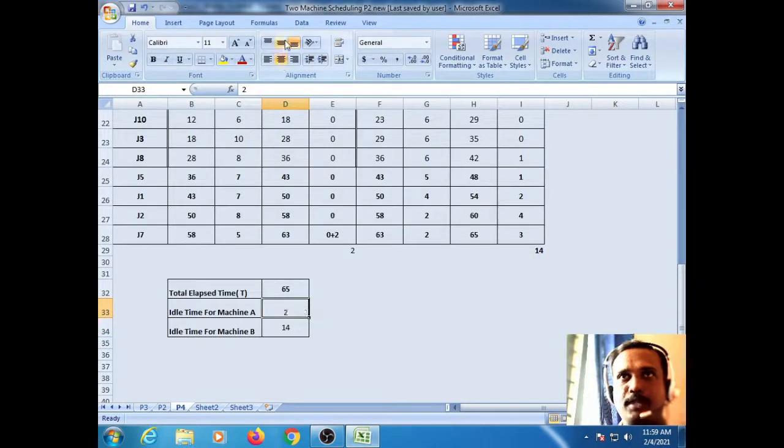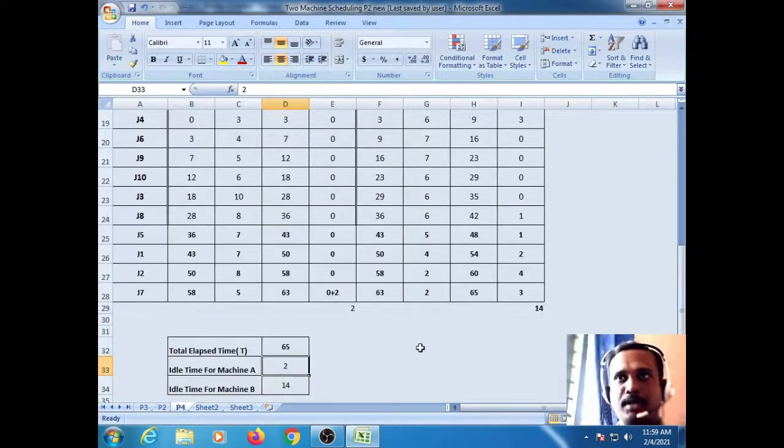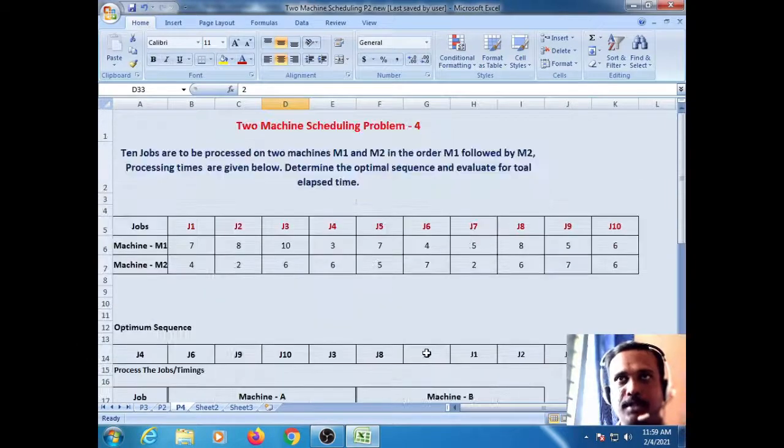So this is about calculating the total elapsed time and idle time for machine A and machine B. This is about the two machine scheduling problem.